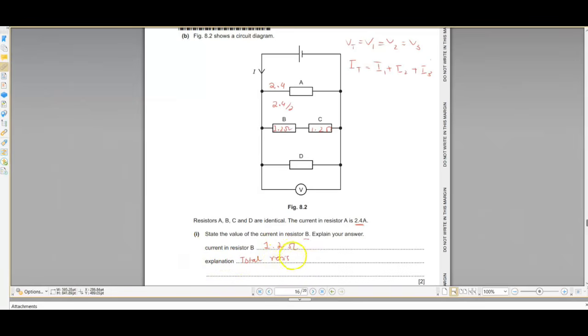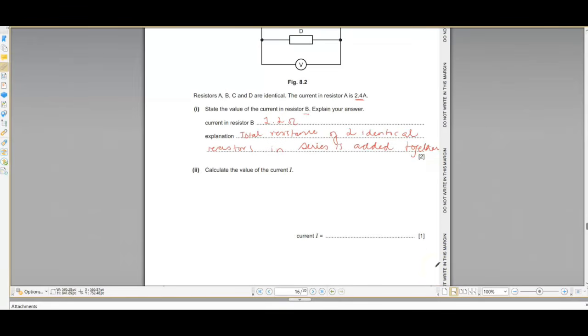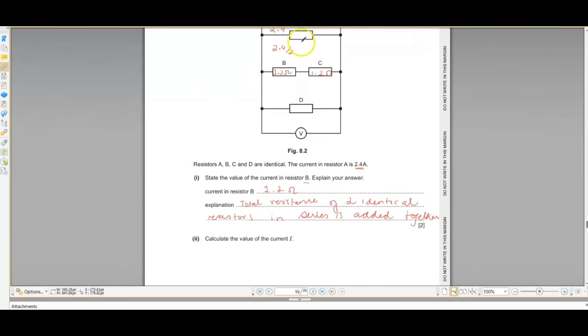So the current in resistor B is 1.2 amperes, and the explanation for this is that the total resistance of two identical resistors in series is added together. So moving forward, calculate the value of current I. The value of current I would be 2.4 plus 1.2 plus 1.2, and it is going to be equal to 6 amperes.